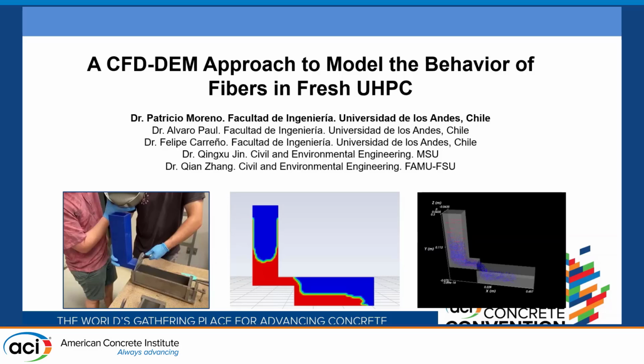We've been talking about fiber alignment and fiber dispersion, and about the rheological properties of the mixture, and I think it's all related to fluid mechanics. So today it's all about fluid mechanics. The presentation is about a CFD-DEM approach to model the behavior of fibers in fresh concrete. This is our first simulation, our first draft. There's a lot of improvement to do, but we're probably going to be good at the end of this year.